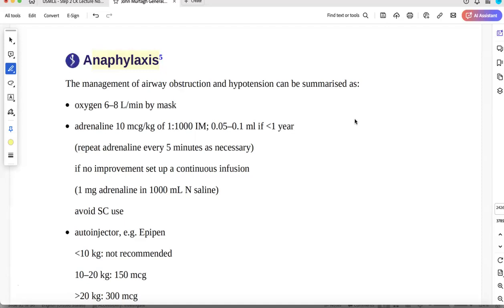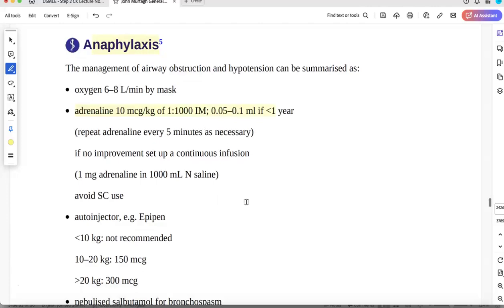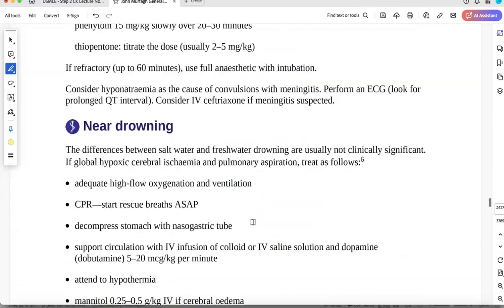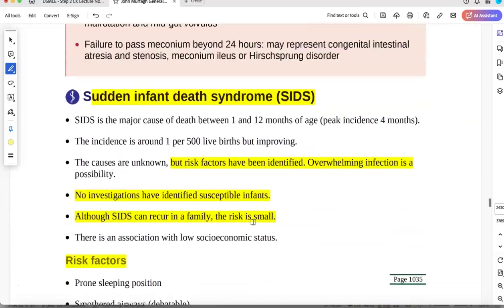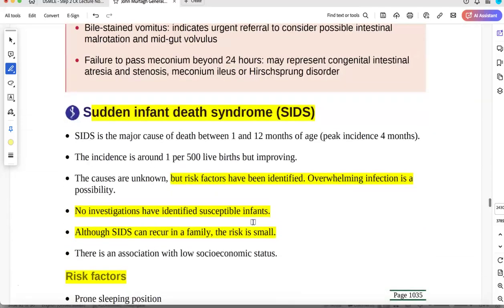So what is the treatment of anaphylaxis? Again, the main treatment is adrenaline. You have to memorize the dose of adrenaline. It is 10 microgram per kilo, 1 in 1,000 concentration. So that's the treatment for anaphylaxis, and that's all about your emergency conditions in children.